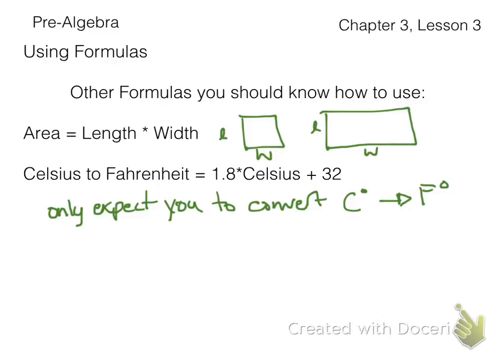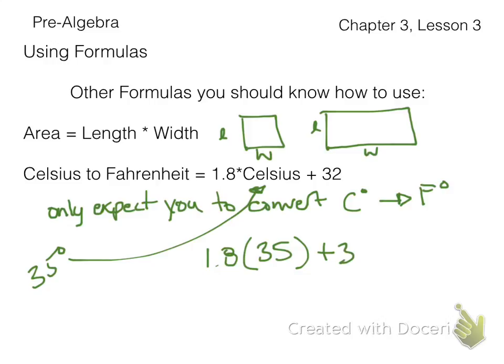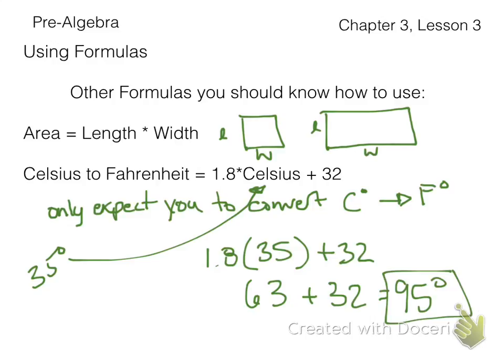So for this one, you're going to plug in Celsius. Let's say it was 35 degrees Celsius. I'm going to plug that in for Celsius, and so it's going to be 1.8 times 35 degrees Celsius plus 32. So 35 times 1.8 is 63. 63 plus 32 is 95 degrees. 35 degrees Celsius is actually a pretty warm day. Normally, we like it around the low 30s to high 20s in degrees Celsius when we're dealing with temperature.